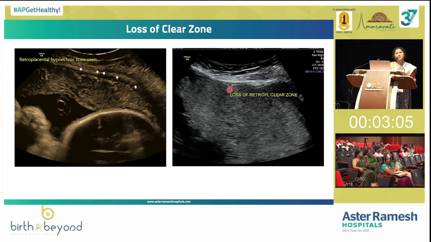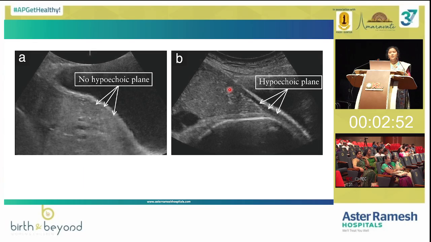In 2D, the first is loss of the clear zone. Normally, you will have a retroplacental hypoechoic plane. If that is lost, then we may suspect accreta. Here you can see the hypoechoic plane, but here it's not there.